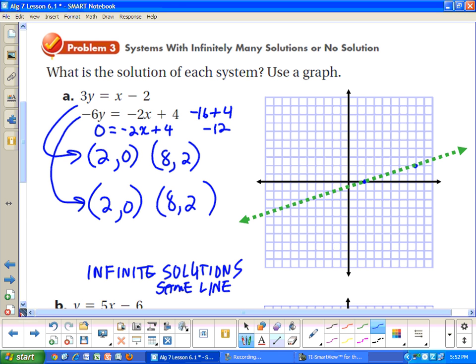And from what we just learned, that is a consistent and dependent system. Consistent meaning there's at least one solution. Dependent meaning every solution on one is a solution on the other.